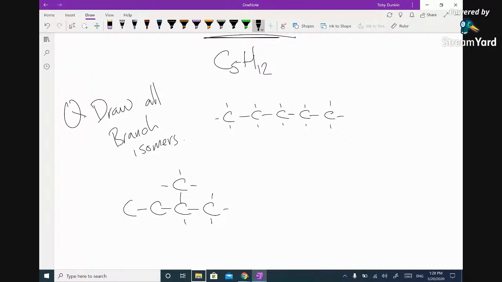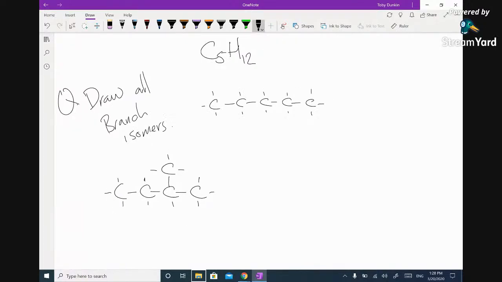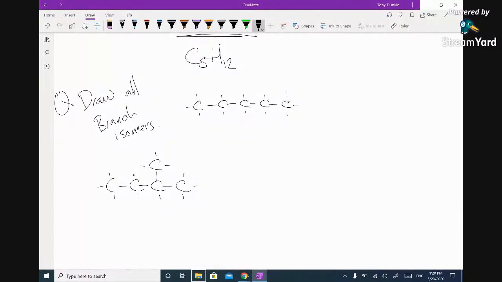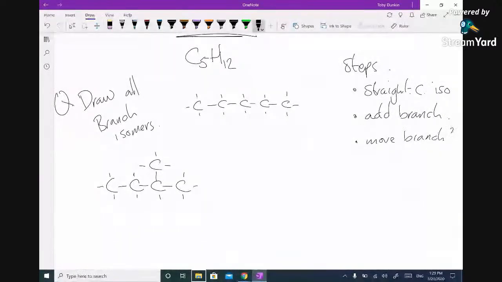The next question, by the way, I've actually got a routine for. I have routine steps. Number 1, straight chain isomer. Then add a branch. Then move the branch, question mark. Can I move this to a different carbon? And the answer is no, I can't.